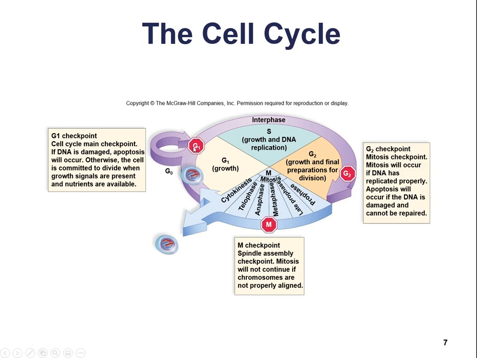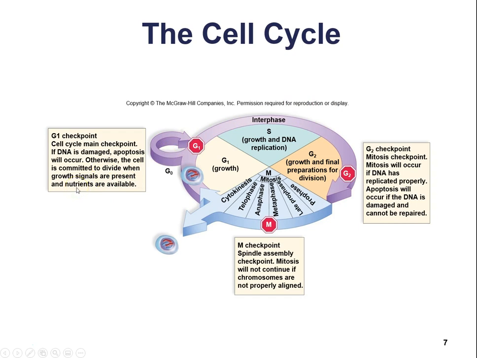So it's important for the cell to check to make sure everything's okay before it moves on into that next phase, okay? So here it says cell cycle. This is the main checkpoint. If DNA is damaged, apoptosis will occur. Otherwise, the cell is committed to divide, okay?